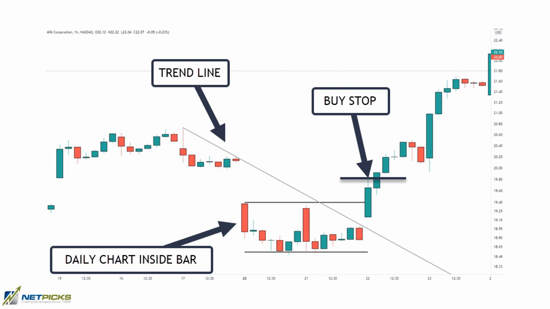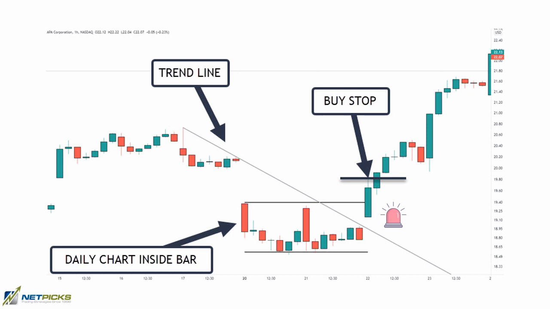So this is the 1 hour chart, and I've highlighted with those two horizontal black lines where the inside bar on the daily is. I've drawn a standard trend line on the highs of the candlestick. Here the market gapped up and over the trend line on the open on that next trading day. Place a buy stop order above the high of that candlestick, and if price continues, you get taken into the trade.